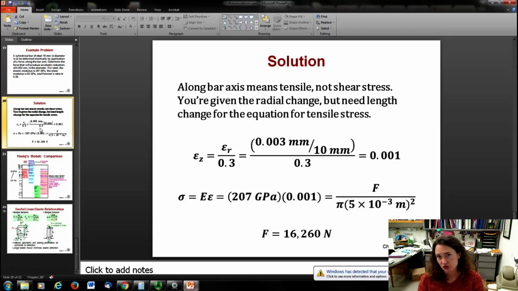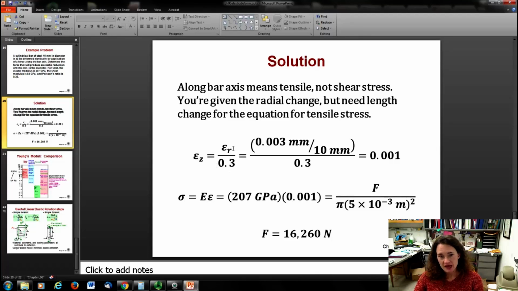So you need to use your Poisson's ratio to figure out what your change in Z would be, what your strain in Z would be. Okay, so we're going to use the Poisson's ratio. Epsilon r over epsilon z is equal to 0.3, but I'm going to rearrange that so that I can solve for what my strain in the z direction would be.